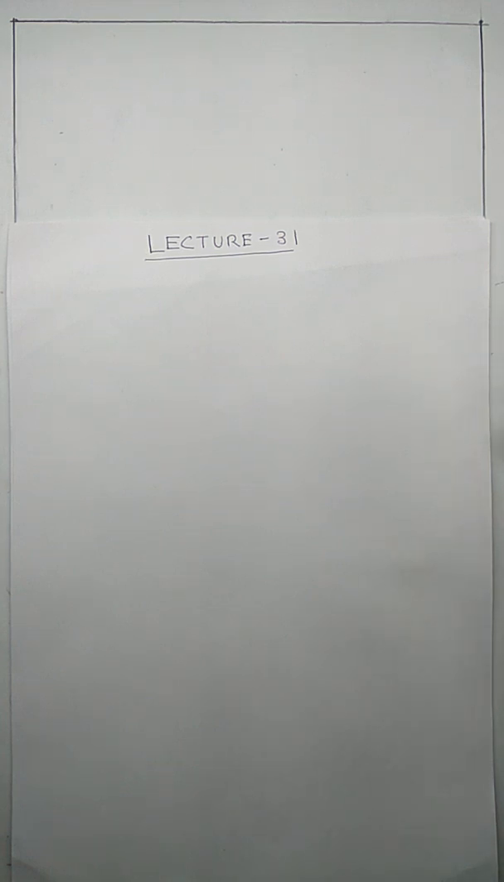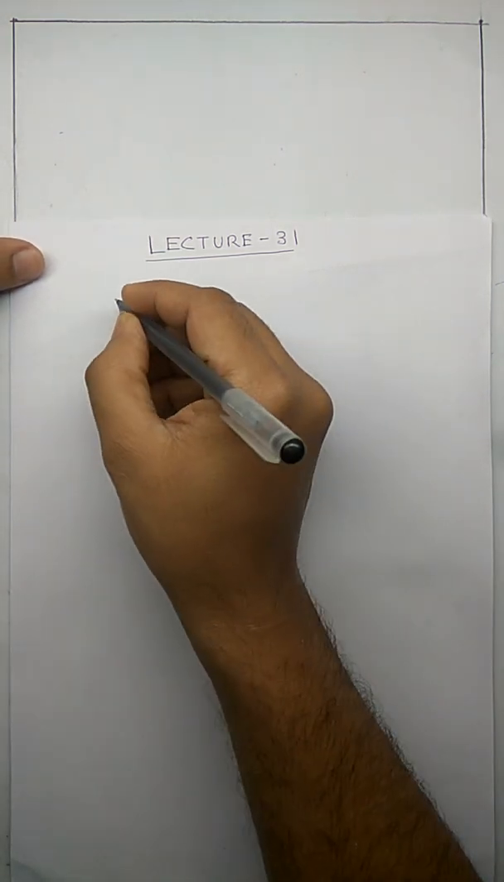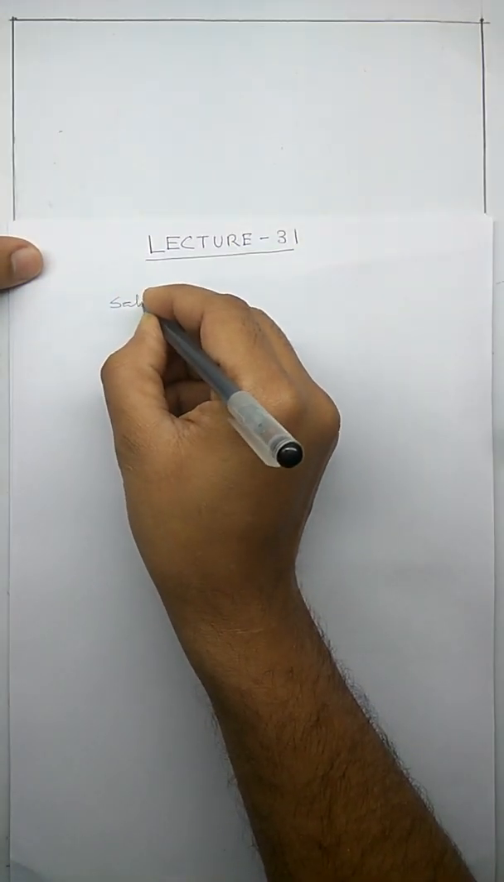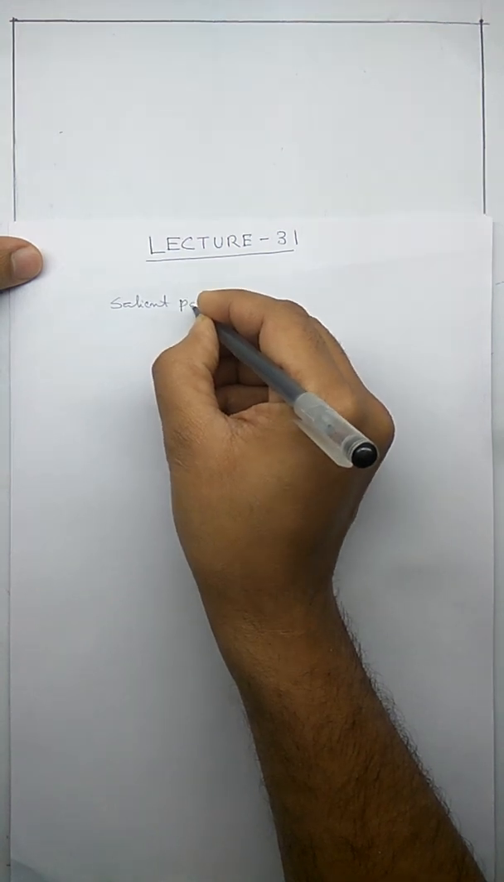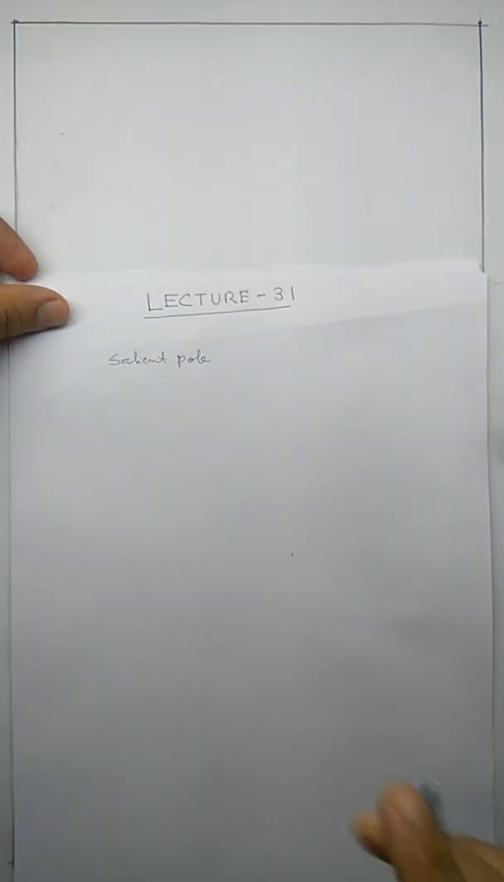Welcome to lecture 31. In this lecture, we will have a discussion regarding two types of synchronous generator. One is known as a salient pole generator. Another is known as non-salient pole.